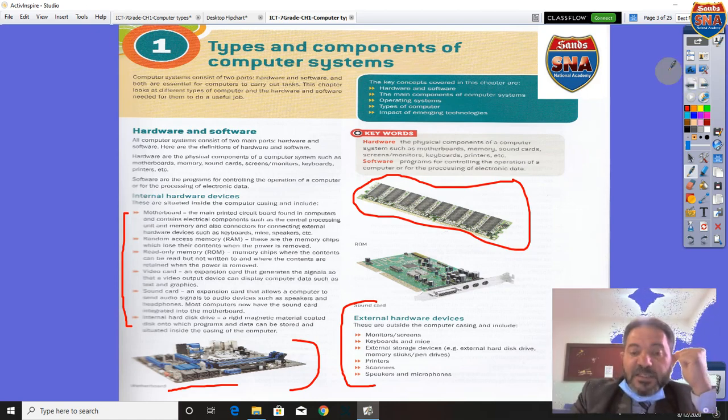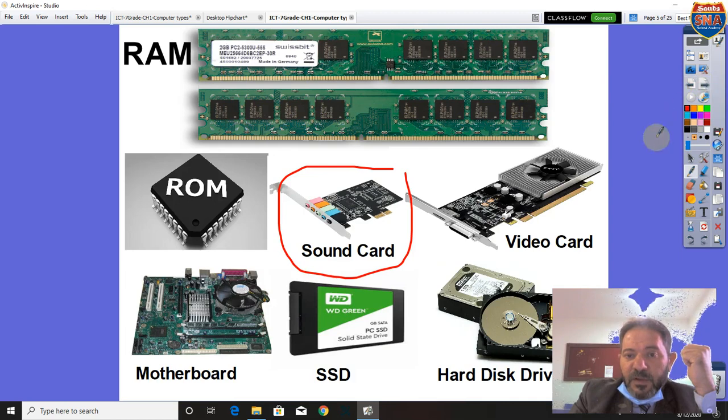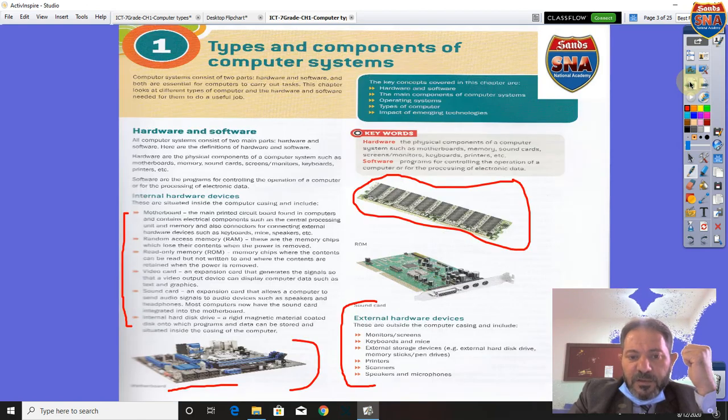So guys, this is the sound card. Let's see it in the slide. This is the sound card. Okay guys? Let's get back again to the second one.